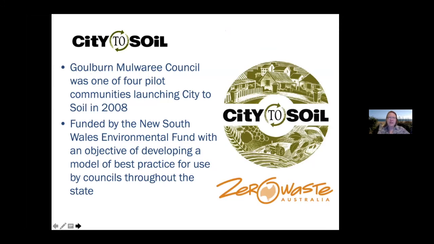residents understand that whatever they put in their green bin, whatever they put in the organic stream, is going to farms. It's going from the city to the soil. So it was one of 4 pilot communities launched for the City to Soil program in 2008, which was funded by the New South Wales Environmental Fund to identify best practices for maximizing diversion of organic material and getting that organic material back into the soils and back to the farmers.